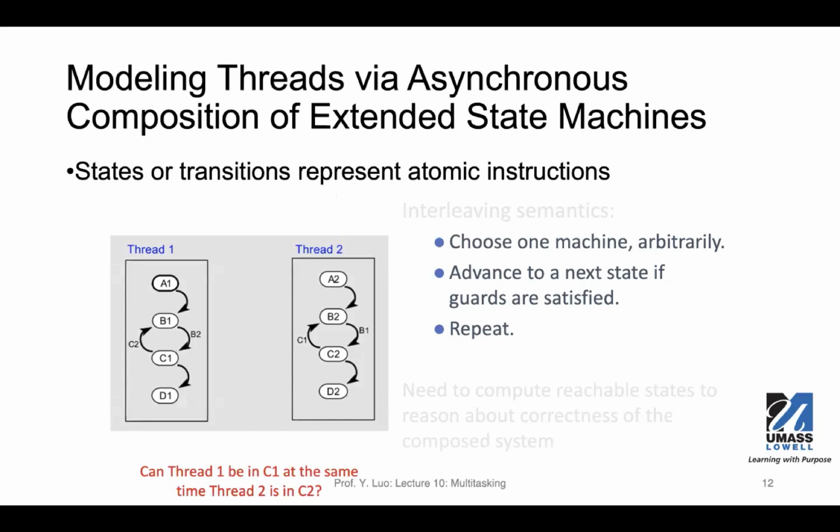Okay, so here is another example. We can use state machines to model the execution of threads. Here we just want to show you this example. In this diagram, we have two threads, and we use a kind of state diagram to represent the states and also transitions between these states.